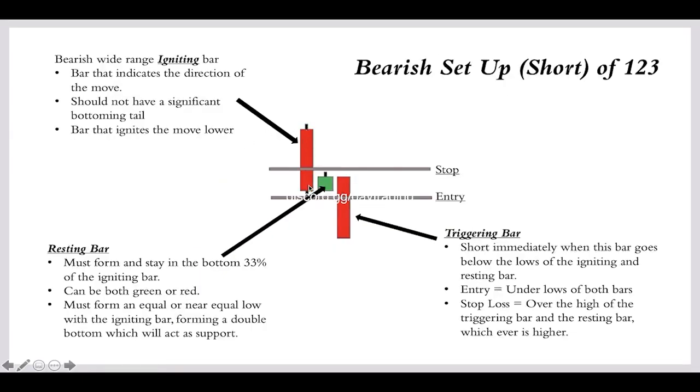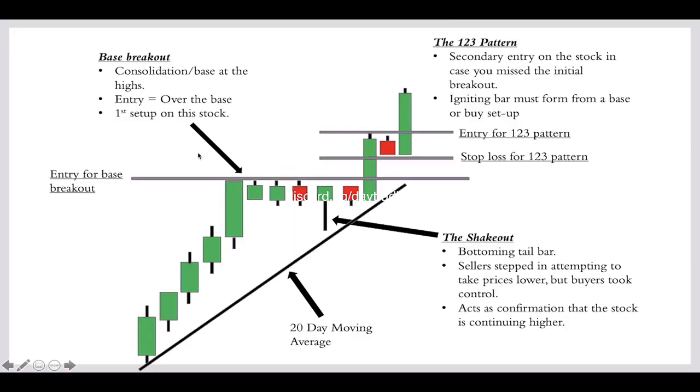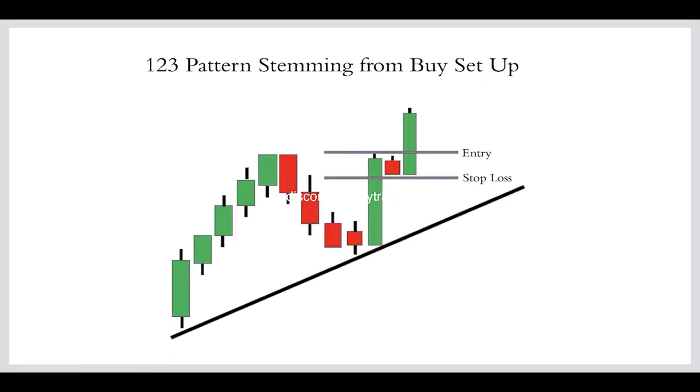And in general, guys, the igniting bar, right? We talked about the igniting candle. This usually has to stem from either a base or from a buy setup. That's why it's igniting a new move, right? We're actually going to talk about it in a second here, but you really can't have an igniting candle unless it's coming from a consolidation or a buy setup. You need that, right?